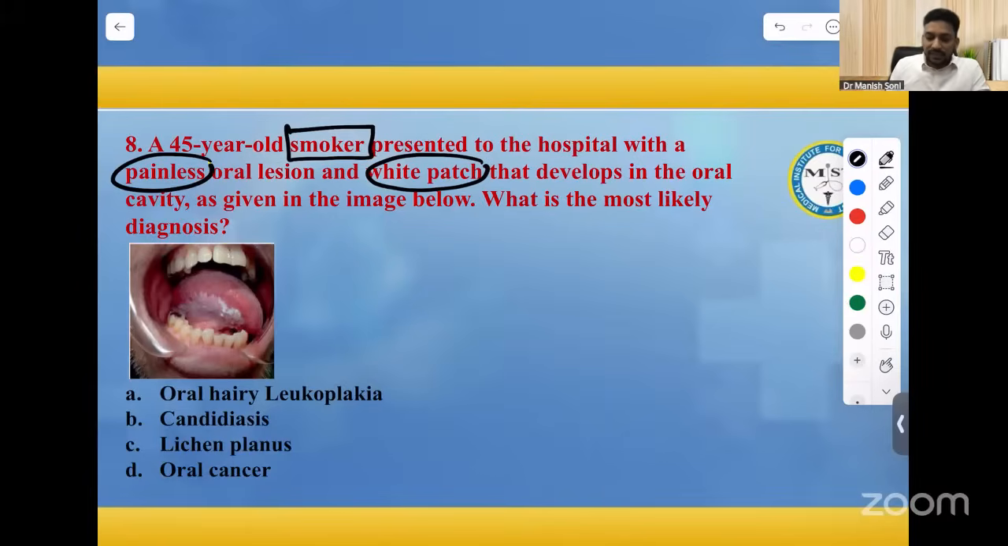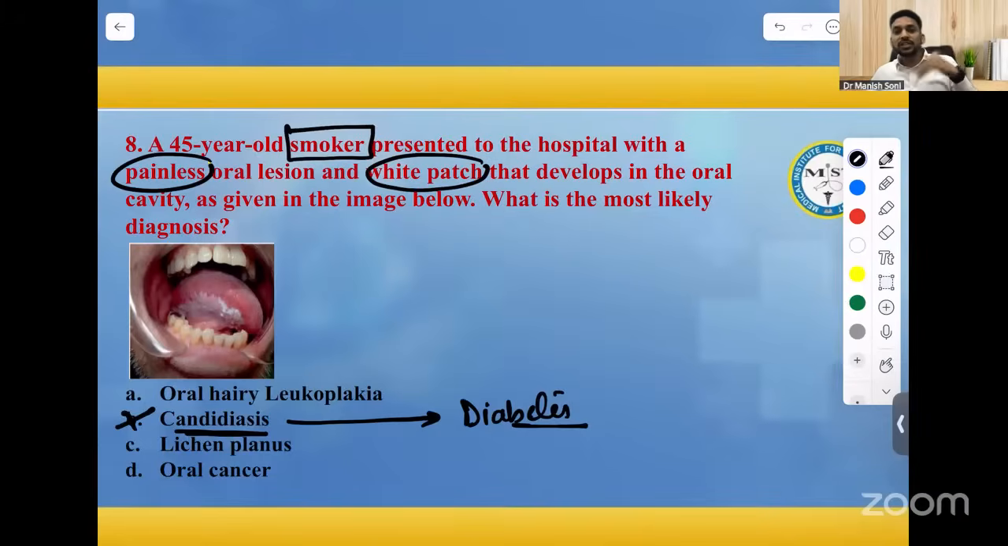Now remember that candidiasis also appears white, but the answer is not candidiasis. Why? Because in candidiasis, the predisposing factor is diabetes and not a smoker. So candidiasis is usually seen in diabetic patient, immunocompromised patient, but not necessarily in a smoker. It is not lichen planus. Why is it not lichen planus? Because just now I told you that in lichen planus, pattern is seen over buccal mucosa, but that pattern is reticulate or lacy pattern, and it is usually seen over the buccal mucosa, that is the side of the cheeks. So this is not lichen planus. Here pattern is not seen.